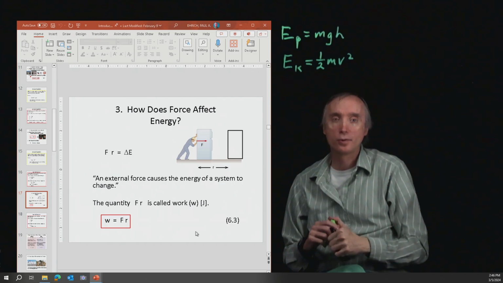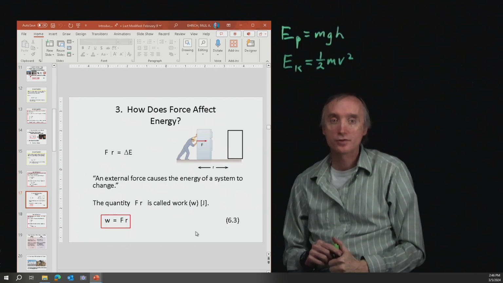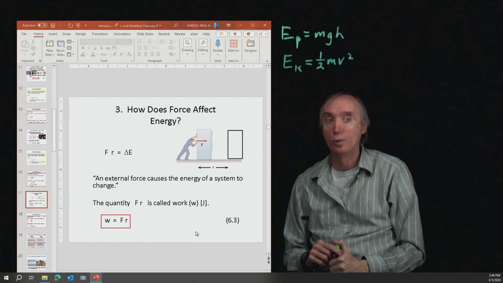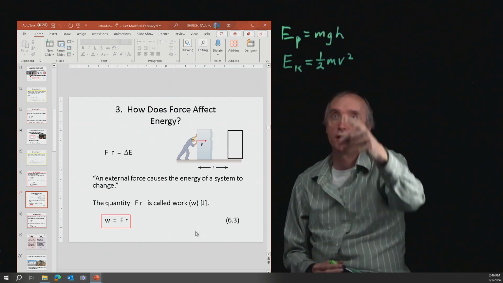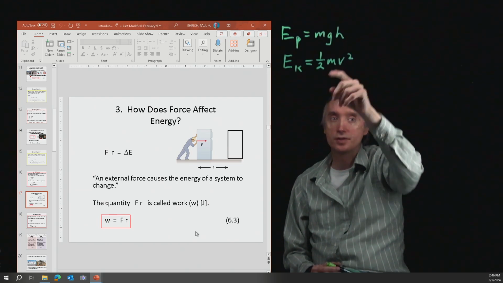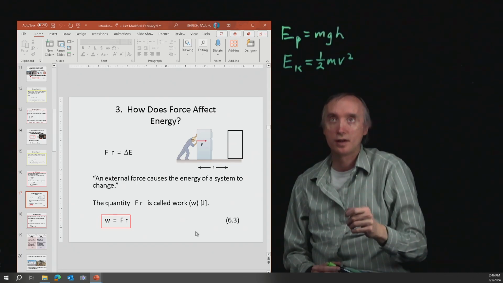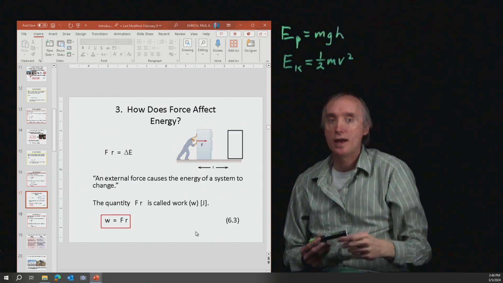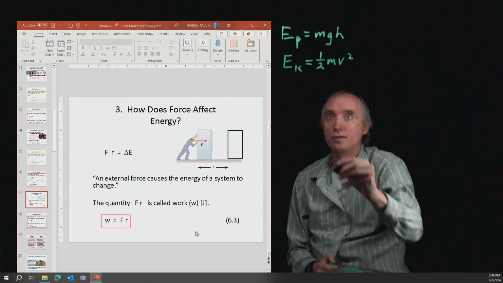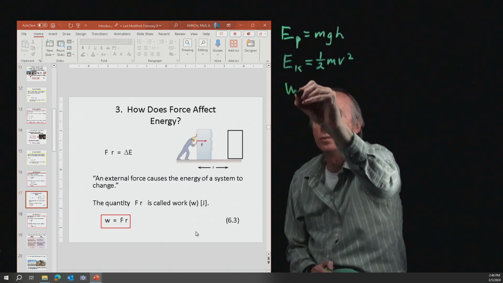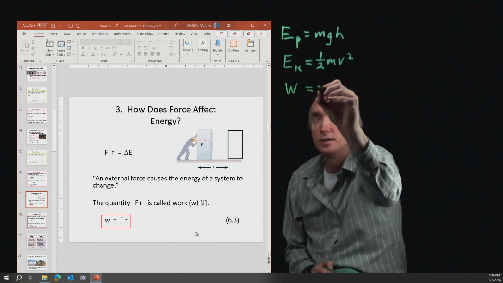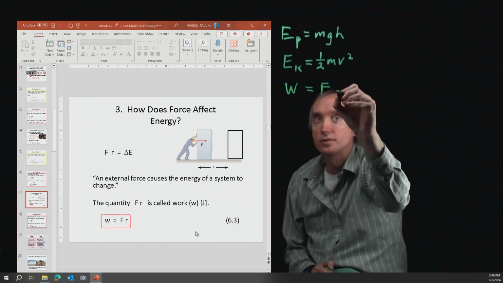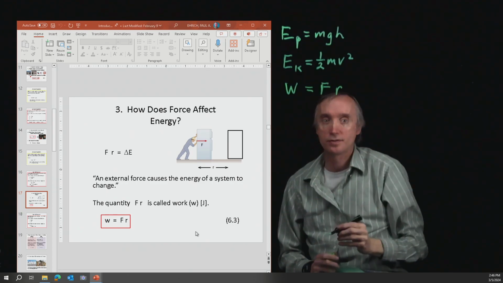Right, let's continue our review for the Unit 4 lecture exam by talking about what work is. So I've written down up here two of the formulas that you have to know for the exam: the formula for potential energy and the formula for kinetic energy. And now we're going to add another formula. This one is going to be work. So work W is going to be equal to force multiplied by a distance.